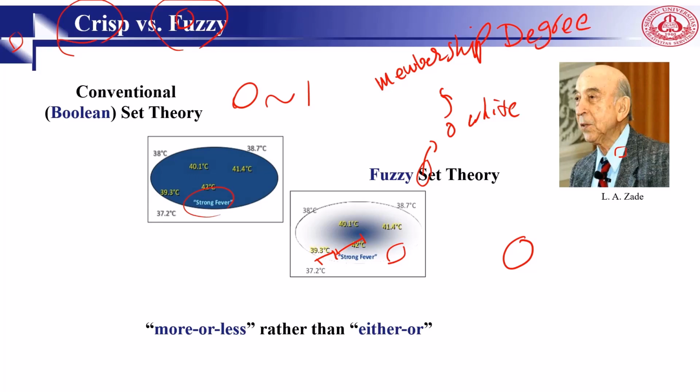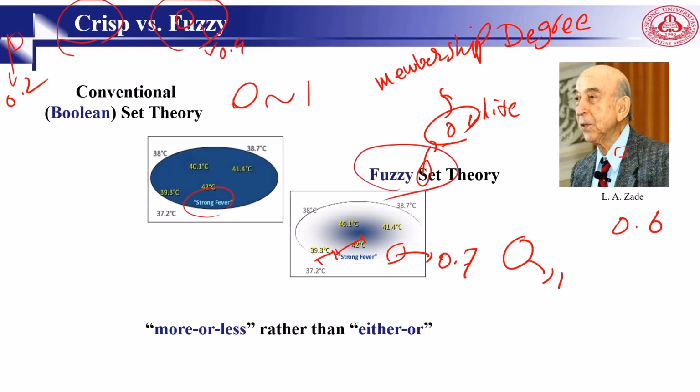Here, the degree of membership to be a member of the white set is 0. Here maybe it will be 0.7. Here it's maybe 1. Here it's maybe 0.6. Here maybe 0.9. Here maybe 0.2, right? So they are different. We can't say all are white because they are different. This concept is called a fuzzy set.